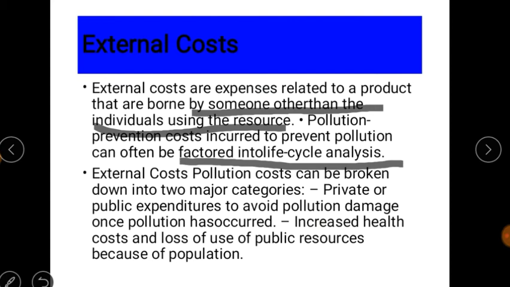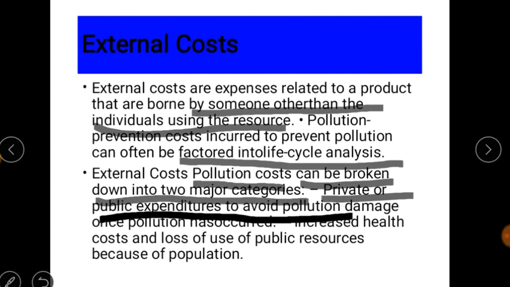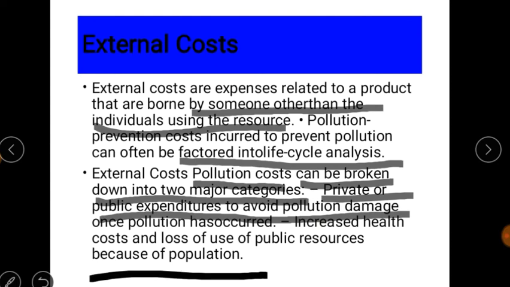External costs, which are pollution costs, can be broken down into two major categories: private or public expenditure to avoid pollution damage once pollution has occurred, and increased health costs and loss of use of public resources because of pollution. So these are external costs. Pollution prevention is an external cost.